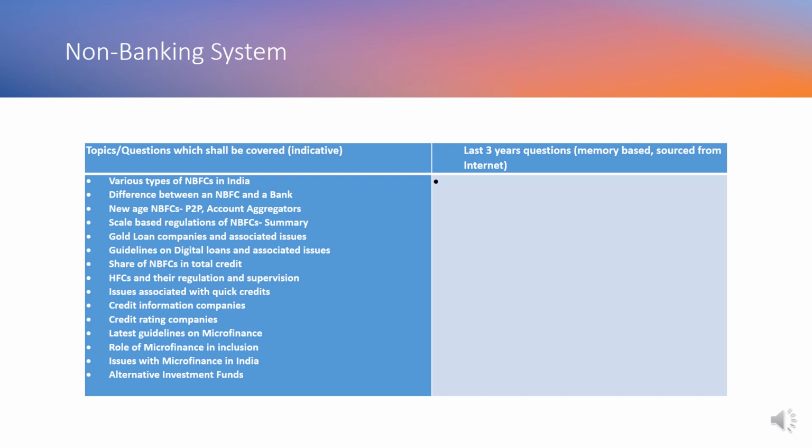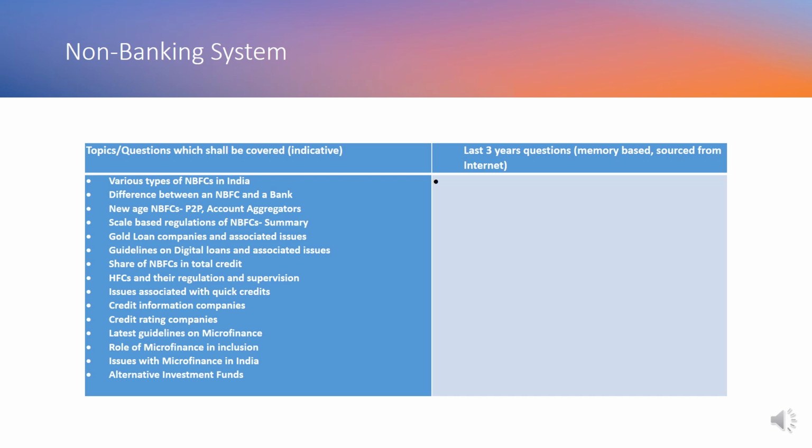So you can prepare certain topics like various types of NBFCs in India, the difference between an NBFC and a bank, new age NBFCs like peer-to-peer and account aggregators, scale-based regulations which were issued in the last 2 years, gold loan companies and associated issues, and guidelines on digital loans and associated issues, another area on which certain guidelines were issued. Also the share of NBFCs in total credit, meaning how NBFCs take part in the credit delivery system, and housing finance companies and associated issues, their regulation, their supervision.